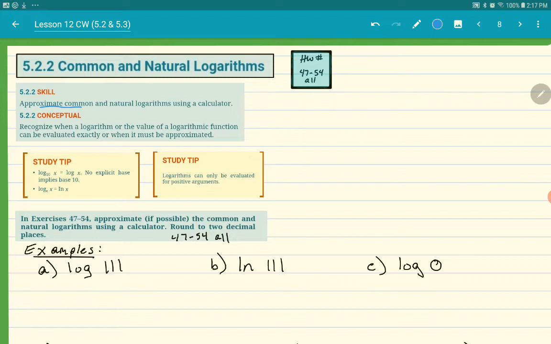So, some reminders. Remember that the argument has to be positive. That means it's greater than 0. The argument's going to be greater than 0. Not equal to 0, not negative, but it has to be positive. And then if we don't have any base shown, then that's assumed to be a 10. And with our natural log, which is ln, our base is e.